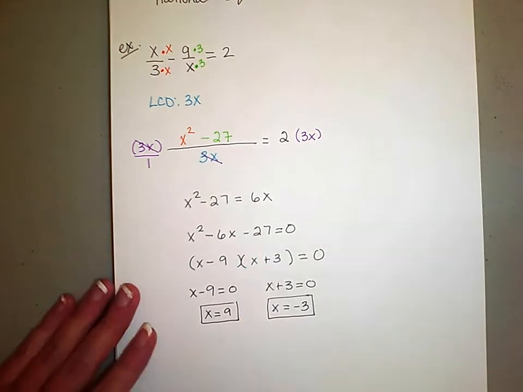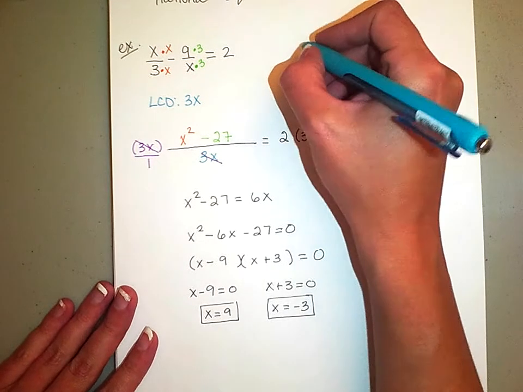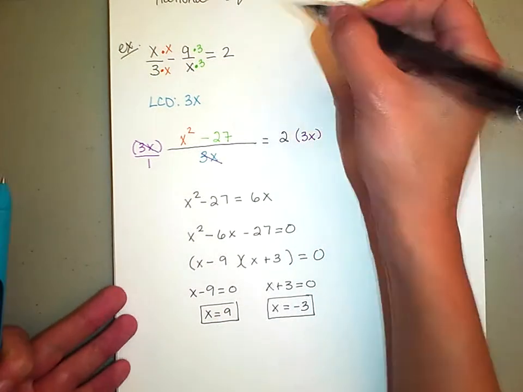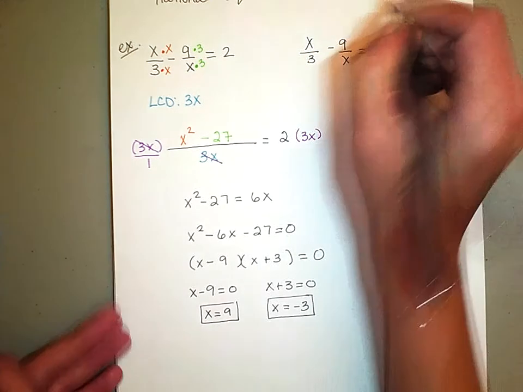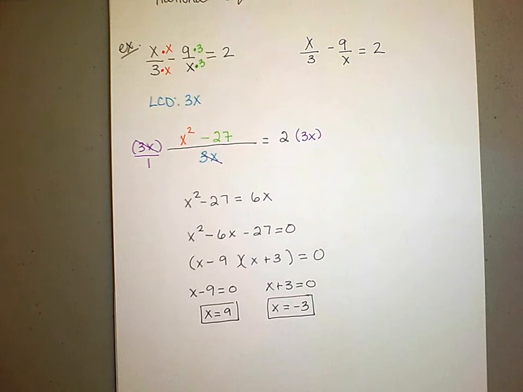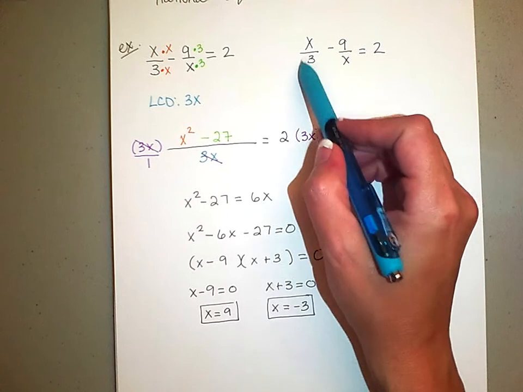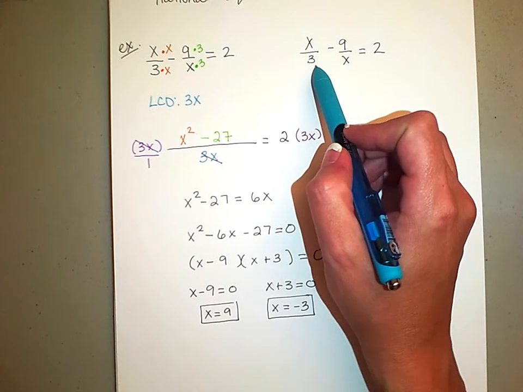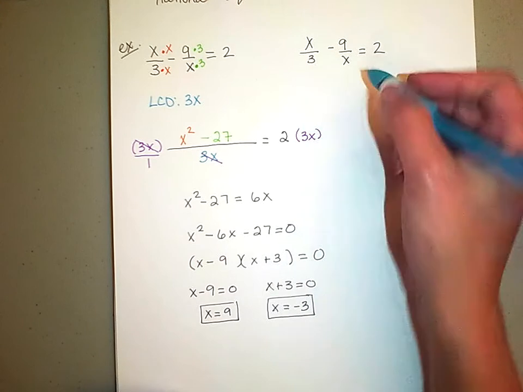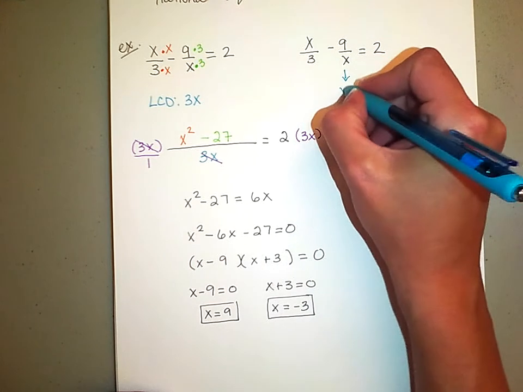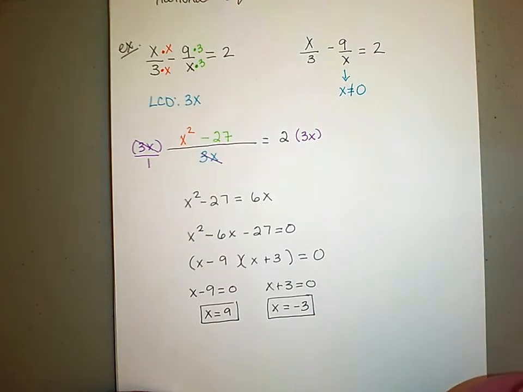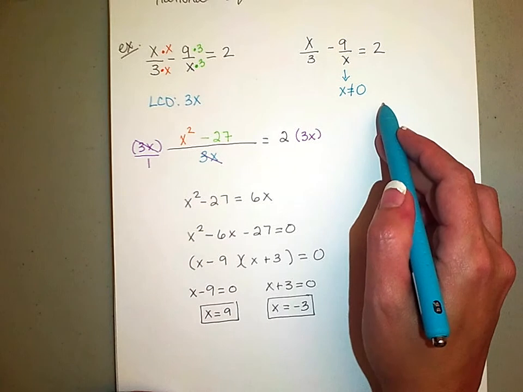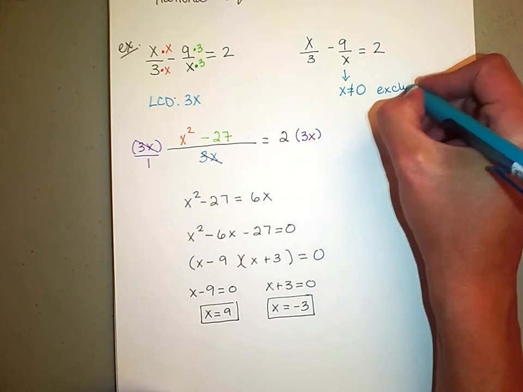We need to make sure what our domain restrictions are here. In our original equation, we have x over 3 minus 9 over x equals 2. Okay. So we have to exclude any values of x that will make the denominator go to 0. Now 3 is a constant number, so no value of x will make this go to 0. However, from here, we see that if x equals 0, then we're in trouble. Okay, we get an undefined. So x cannot equal 0. Okay, these are our excluded values.